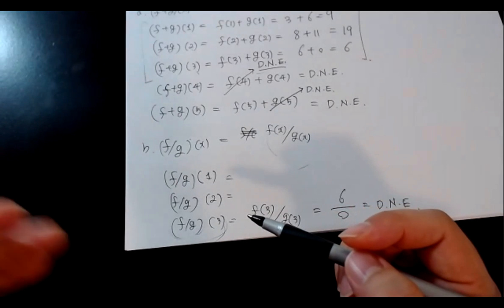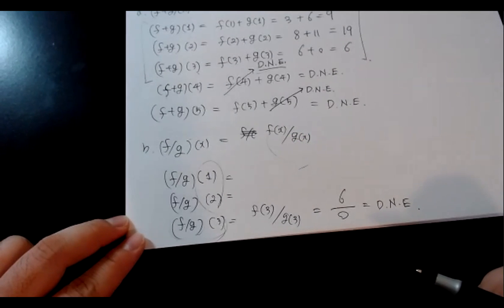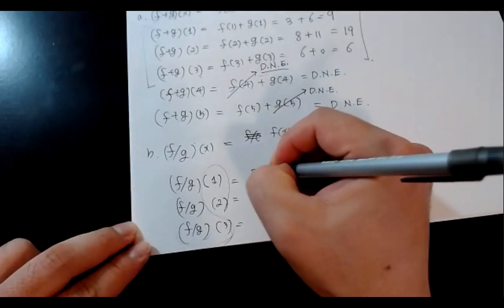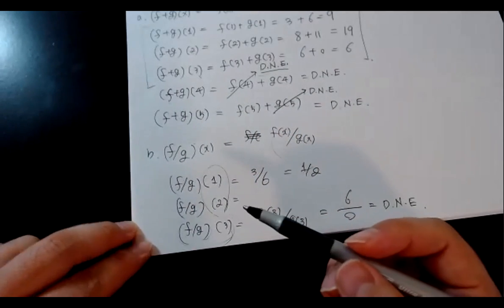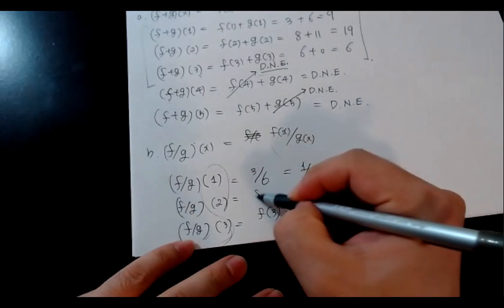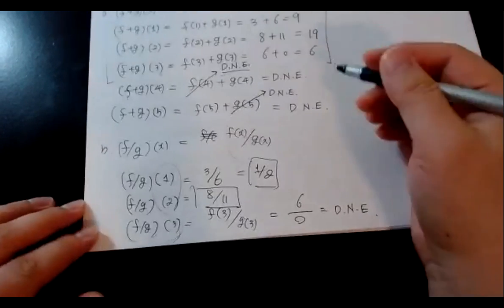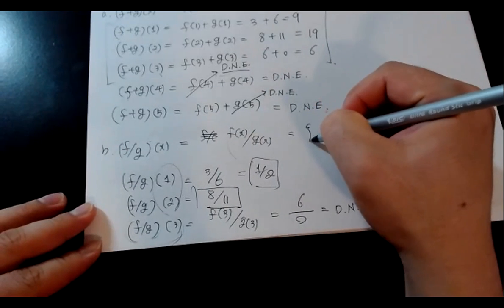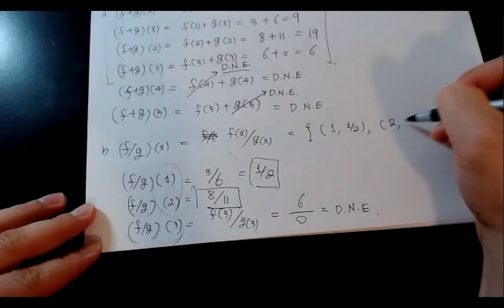So the domain of the quotient function is not the set of 1, 2, 3, but just 1 and 2. Then the quotient function of f and g at 1 is going to be 3 over 6, which is 1/2. And the quotient function at x equals 2 is 8 over 11. So now what does the answer look like? It is the set of (1, 1/2) and (2, 8/11).